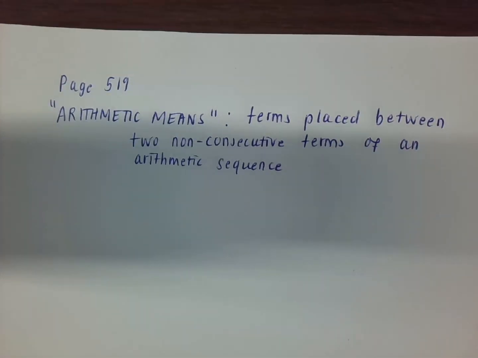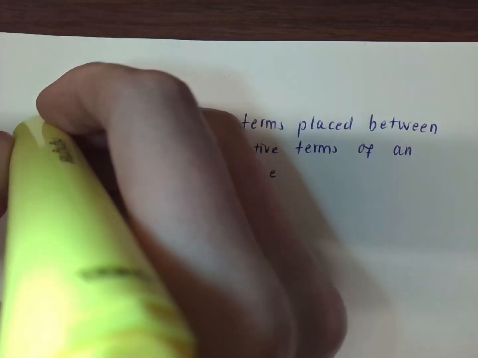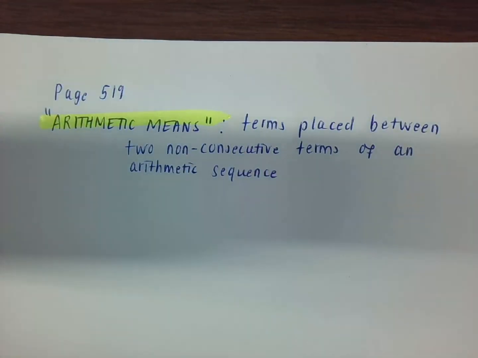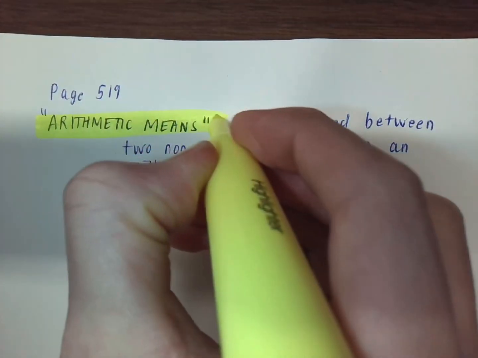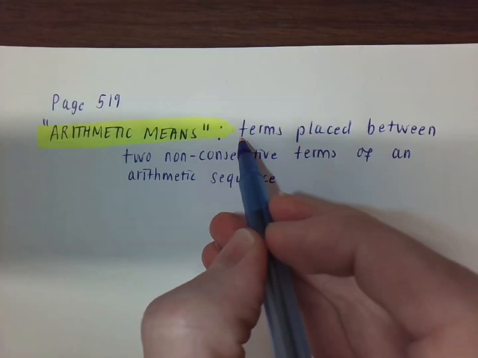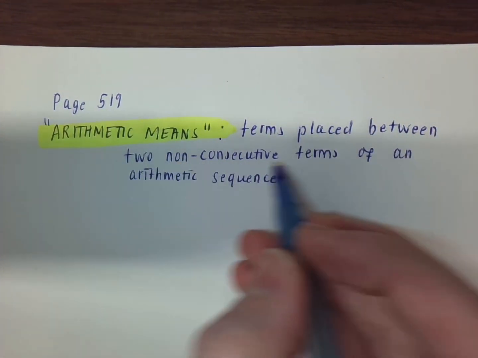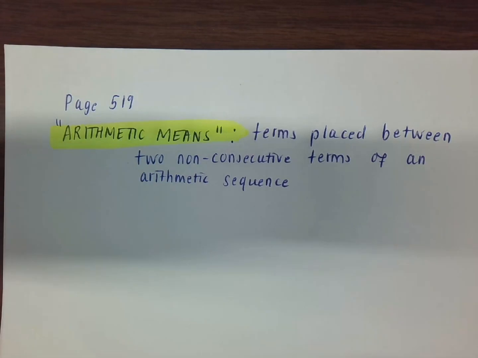Right, so I'm just looking at page 519, just because this is some other concept, and I mean, it's probably better to explain it a little bit. Arithmetic means are terms placed between two non-consecutive terms of an arithmetic sequence. So the book actually gives a good example.